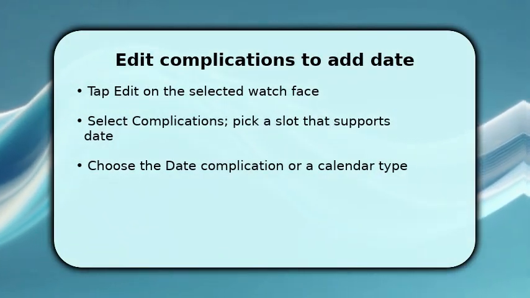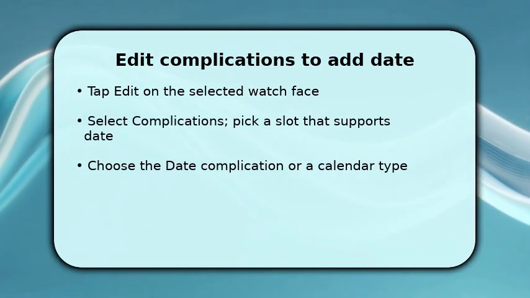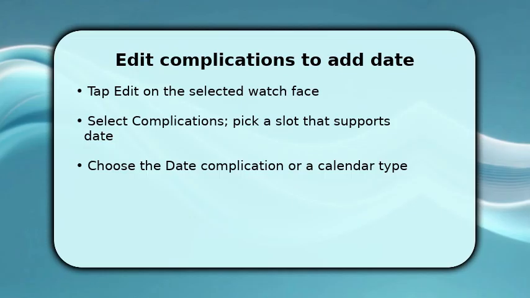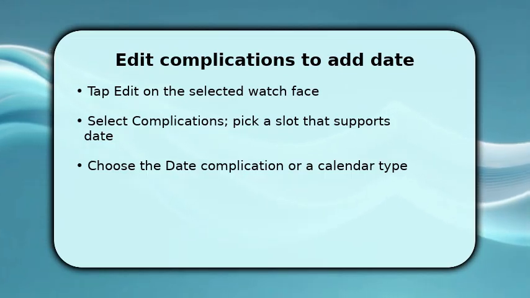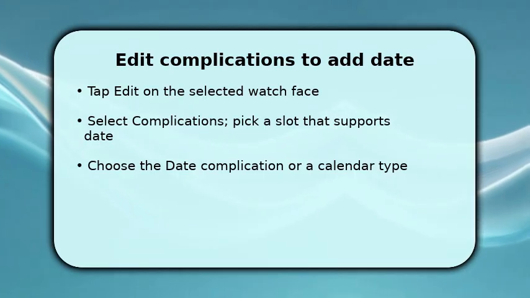Next, select a slot that supports a date complication. Corners and center-bottom slots often work. Once you pick a slot, scroll the complication list and choose Date or a calendar complication that shows day and date. This gives you control over format and visibility.